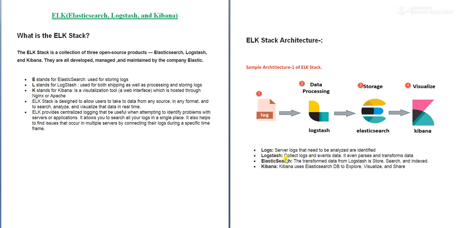Then the second component is Logstash, which collects logs and event data from different sources. It even parses and transforms data. So Logstash will collect the logs from different sources and transfer the logs to Elasticsearch. What will Elasticsearch do? The data transferred from Logstash is stored, searched, and indexed. In Elasticsearch the indexing will happen. Then Elasticsearch will send the indexed data to Kibana for visualization. So this is the first architecture.